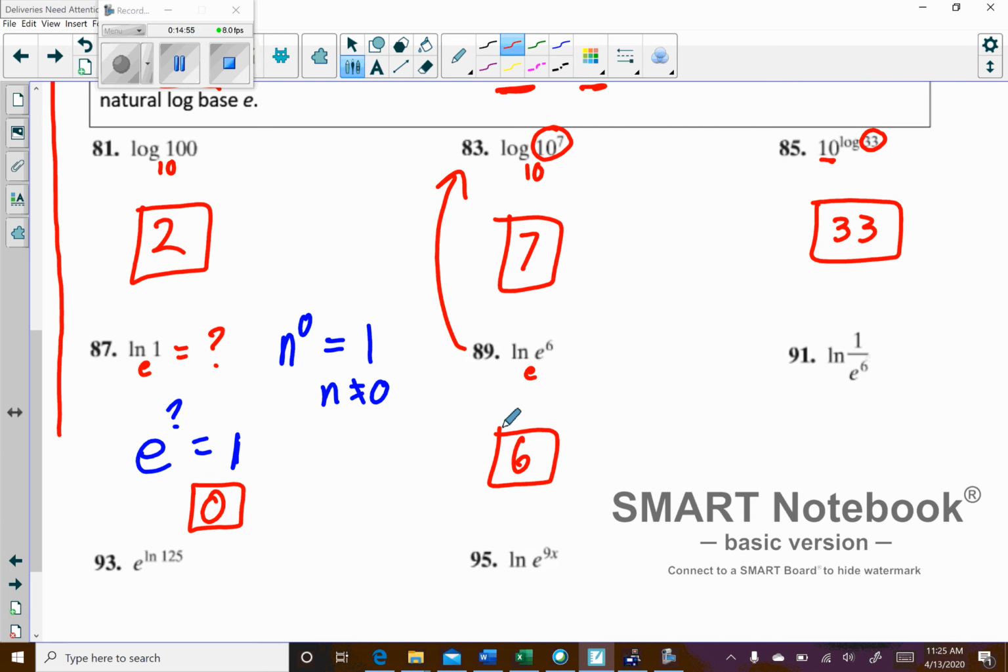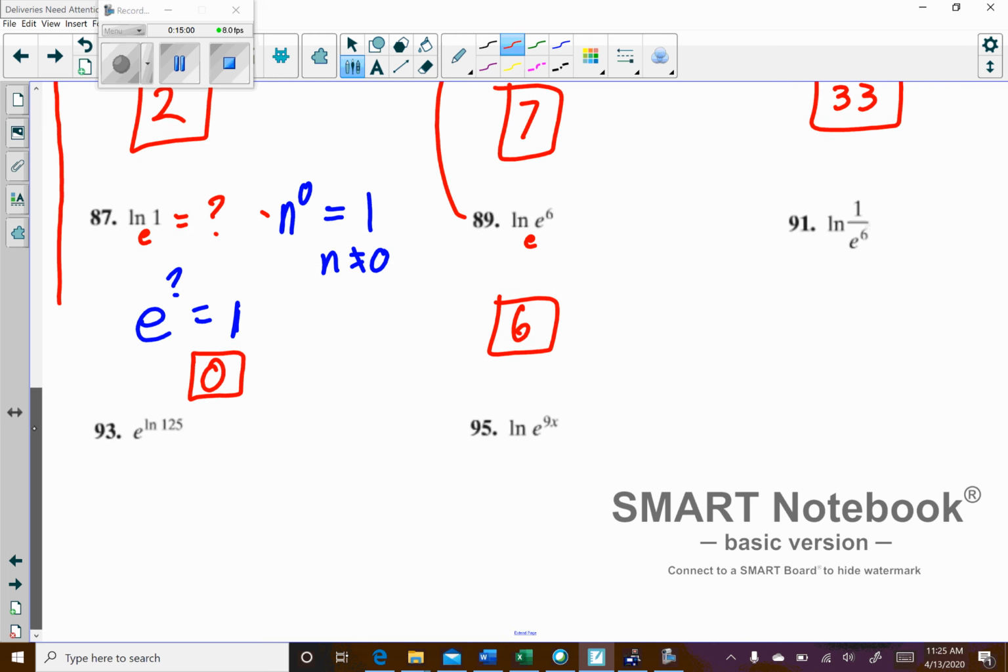Okay, 91 has a little bit more going on here. There are a couple of different things you can do. You could manipulate this and write it as natural log of e raised to the negative 6. So I took the reciprocal and the exponent became negative. Now I have the property where these two match each other, and so my answer is automatically right here. It's negative 6, and that's my answer. That's it.